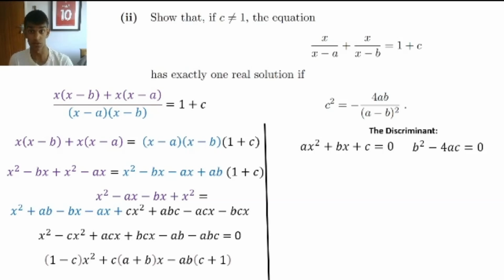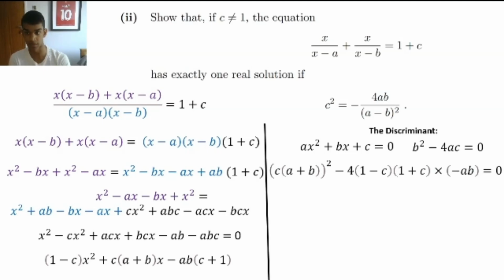Once again, we're going to use a discriminant because we have to show that it only has one real solution. When the quadratic has one real solution, this means that the discriminant must be equal to 0. Therefore, when we input the values into the discriminant, we get this, which looks quite complicated, but when we simplify it, it is only c squared multiplied by a plus b all squared is equal to 4abc squared minus 4ab.